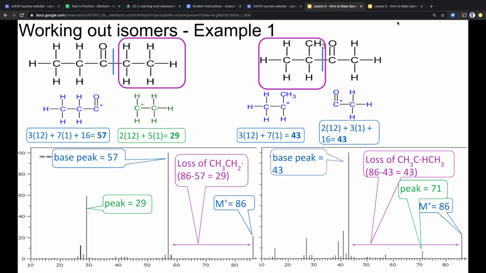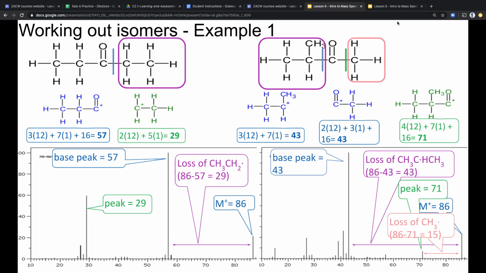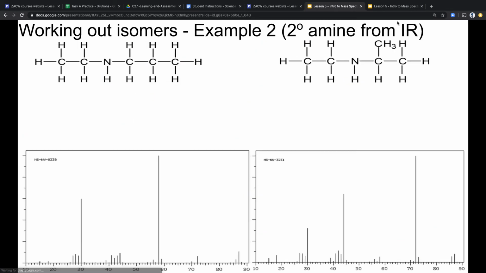There's a peak at 71, a small one, but it's there. And that's simply if we break off a methyl group, right? It looks like we're breaking off a methyl group, keeping the rest of the molecule, which has a mass of 71. And that's proof there that there's a difference of 15. Cool. So let's look at example 2.